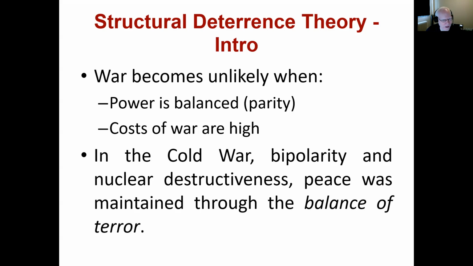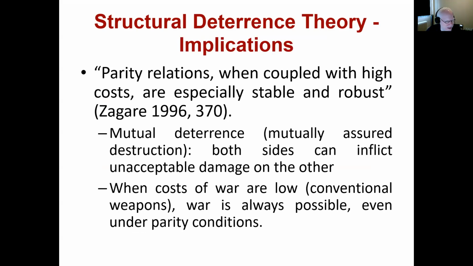Knowing the extent of nuclear destructiveness, any war would be prohibitively costly. Not just your military, but your entire society could be decimated, could be destroyed. So if you wanted to think about starting a war, even a limited war, you had to know that this could escalate into something catastrophic. So parity relations, when coupled with high costs, are especially stable and robust. So mutual deterrence, mutually assured destruction.